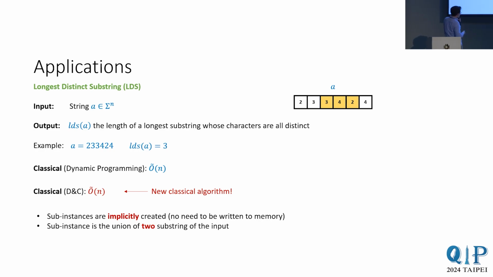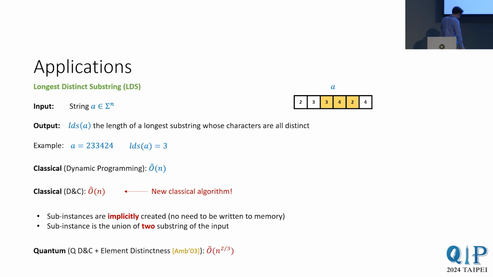Another question is why we can use our meta theorem to solve it. Because we promise the sub-instance is always a union of two substrings of the original input. Compared to quicksort, the sub-instance is also a union of some substrings or subsequences. But for quicksort, we can't control it because it depends on the pivot value we choose. Here we can always promise it is a union of two substrings of the original input.